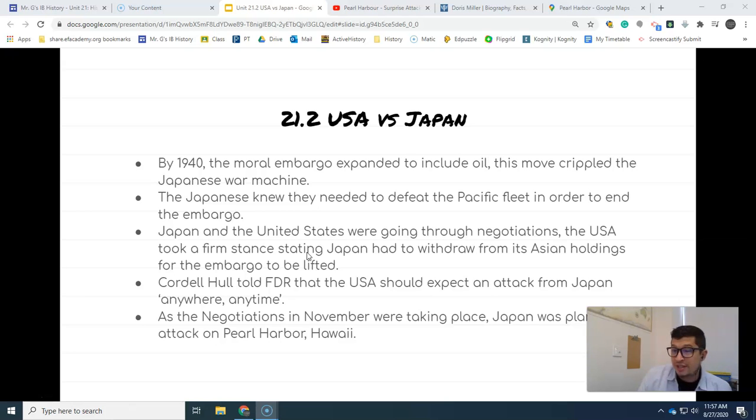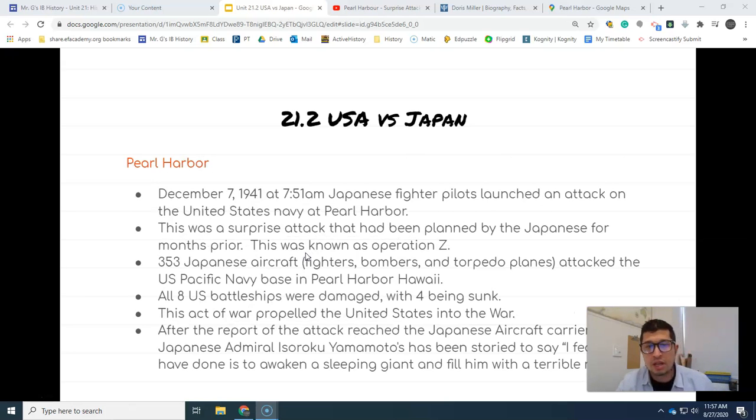The negotiations seemed to be getting better, and then suddenly, on December 7th, 1941, at 7:51 a.m., Japanese fighter planes launched a surprise attack against the United States at the naval base of Pearl Harbor in Hawaii. To the Japanese, this was known as Operation Z. 353 Japanese aircraft took off, fighters, bombers, torpedo planes, all attacking the vessels in Pearl Harbor, Hawaii. It was a very, very defeating event for the United States.